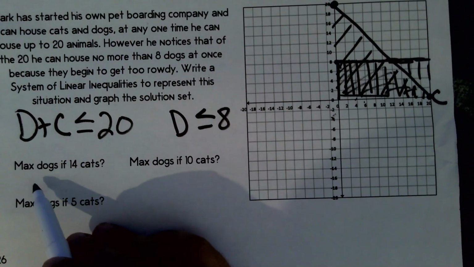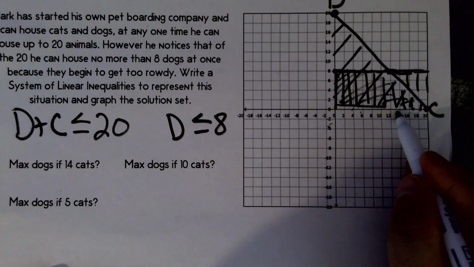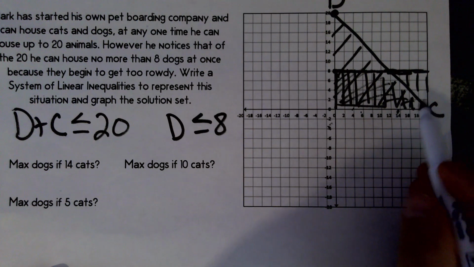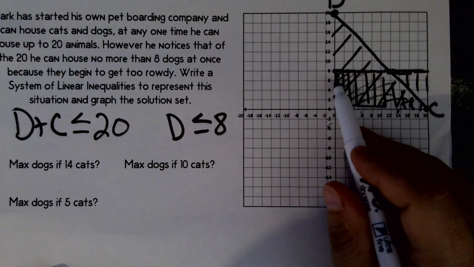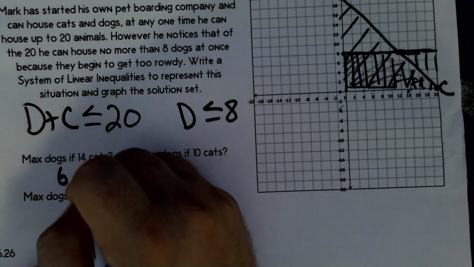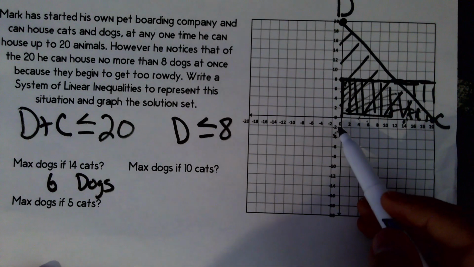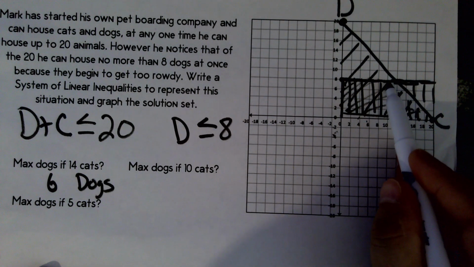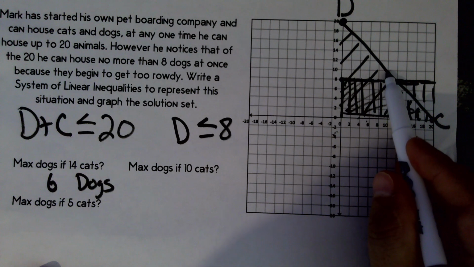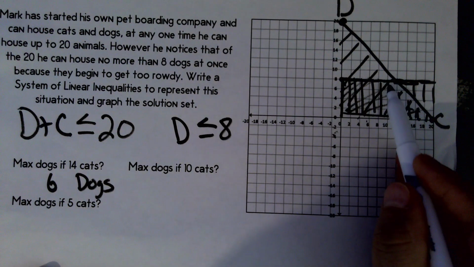So max dogs if 14 cats. It's saying if I have 14 cats, how many dogs can I have? So I'm going to come up here. Right here, I can have 6 dogs. Max dogs if 10 cats. So with 10 cats, I can have 8 dogs. I can't have 10 dogs because that's more than 8. Remember, we have a max of 8. So 10 cats and 8 dogs.